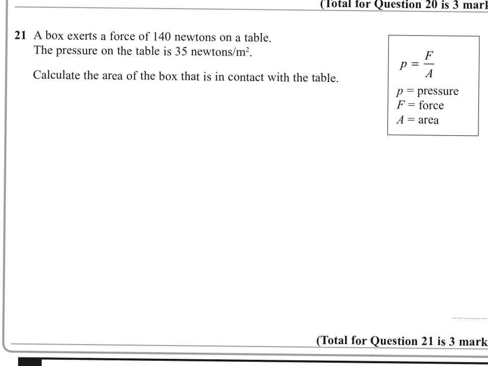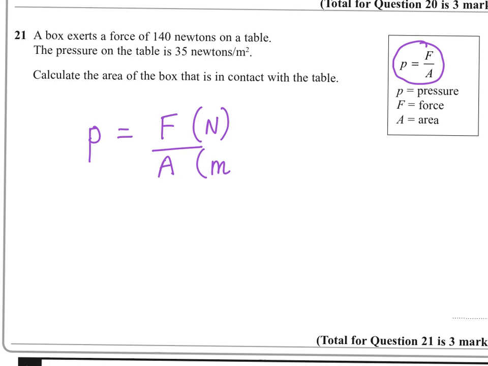Question 21. A box exerts a force of 140 newtons on a table. The pressure on the table is 35 newtons per metre square. Calculate the area of the box that is in contact with the table. Now, that would frighten a lot of people, especially if you don't have a very good physics background, or indeed if you don't know what a newton is, for example. But the nice thing about this question is it does tell you that pressure equals force, which is in newtons, over area, which you will know is usually in metre squares. And if you have newtons per metre square, that just means you'll have newtons over metre squares at some point, which is exactly what you have here.